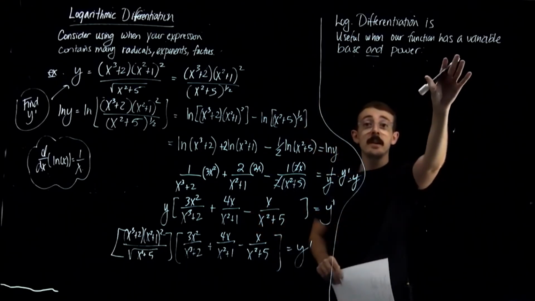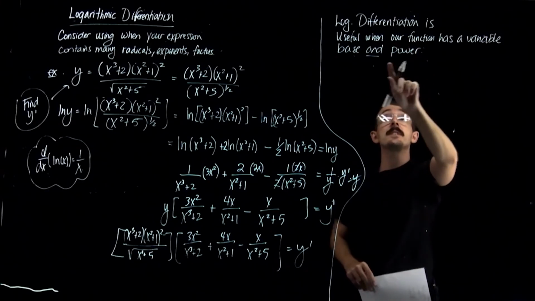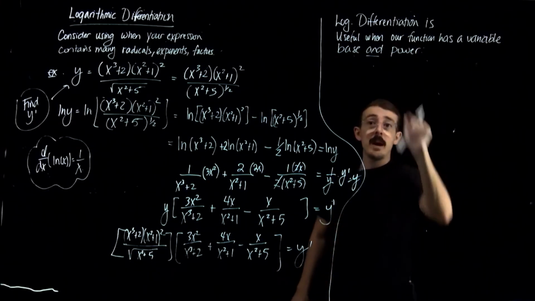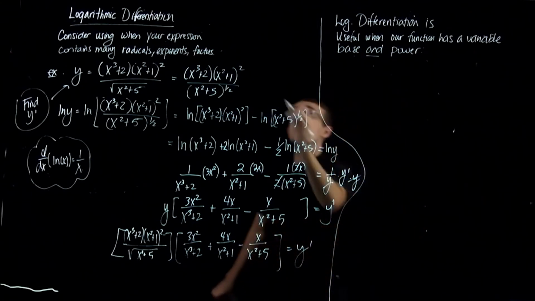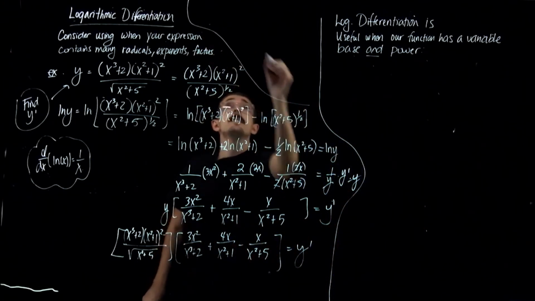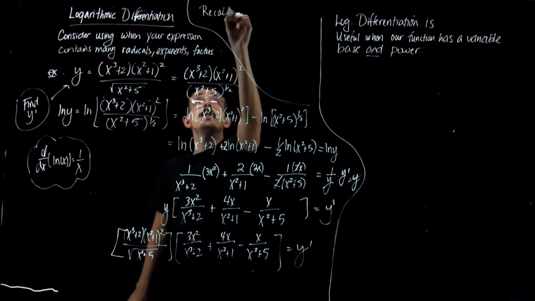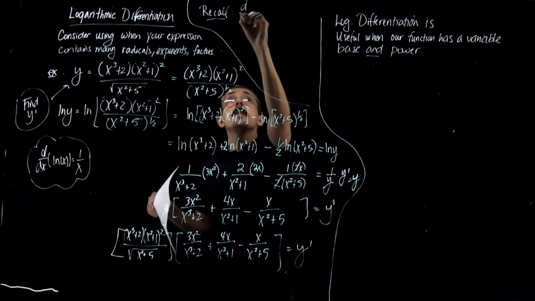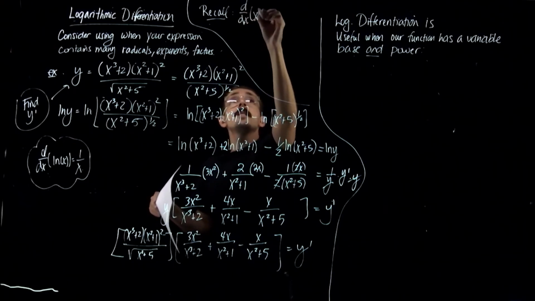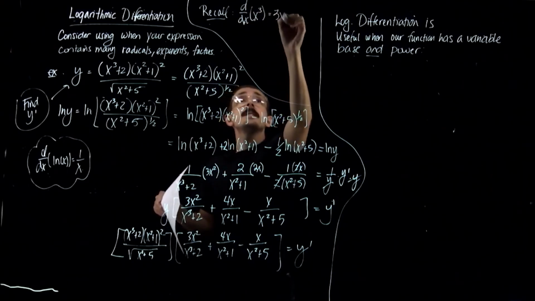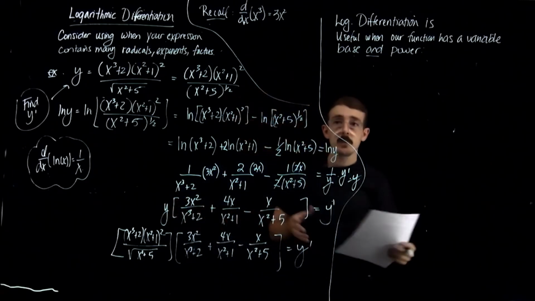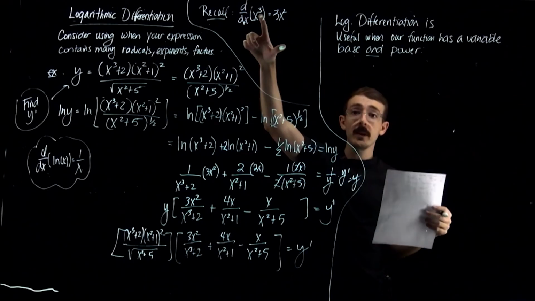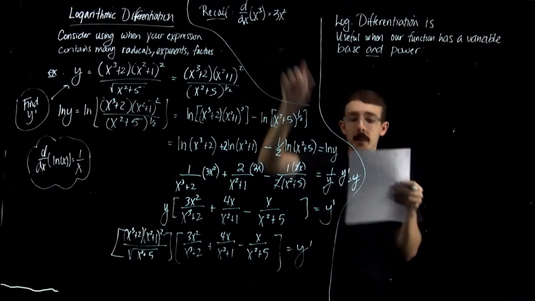So another time you might use log differentiation is if you see a function that not only has an x as the base, but also an x as the power. So just recall for a second. Let's go over here so I can save some space. Recall the following derivatives. The derivative of x to the third is 3x squared. So that's the power rule. You have an x to some kind of numeric value.